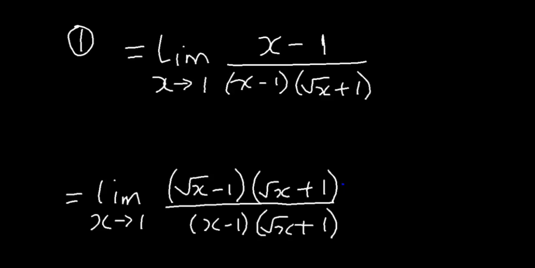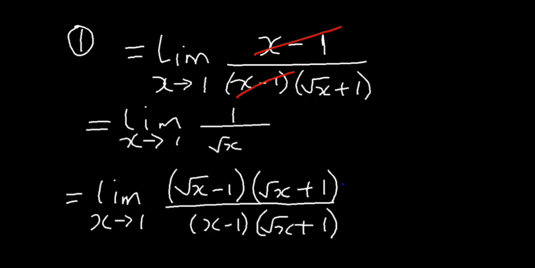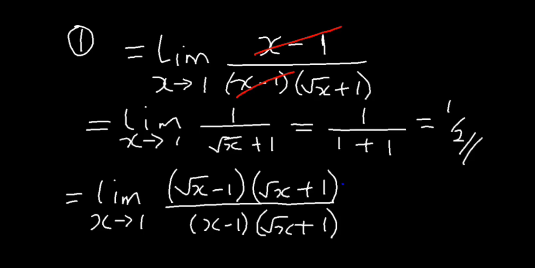Then x minus 1 will cancel each other. So it will be left with the limit when x tends to 1 of 1 over square root of x plus 1. By substituting 1, we get 1 over 1 plus 1, and this equals 1 over 2. Thank you. Let's move on to the second example.